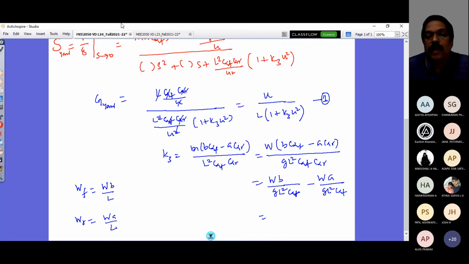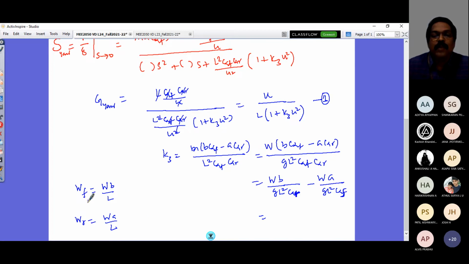So in the first term, W B upon G L square, C alpha R will be there, right? On the left side of the negative sign, and down here, C alpha R should be there in the denominator, right? I just divide this B C alpha F by this, so C alpha F, C alpha F goes. So this is R, and this is F. Is that clear? This is C alpha F, this goes, and there is only one such term.